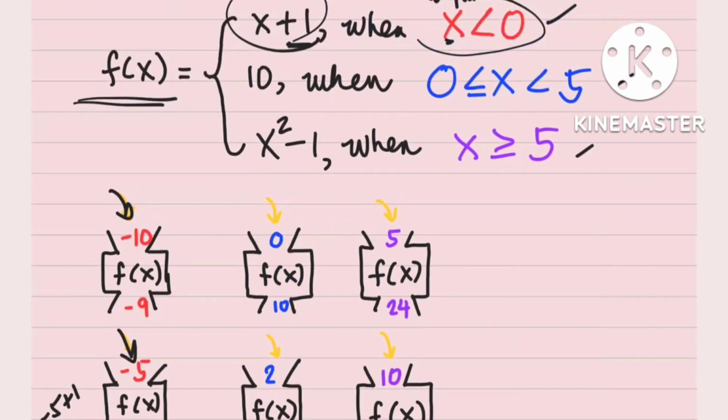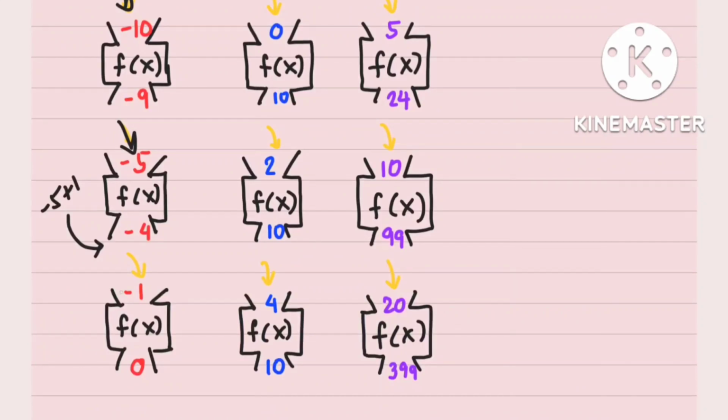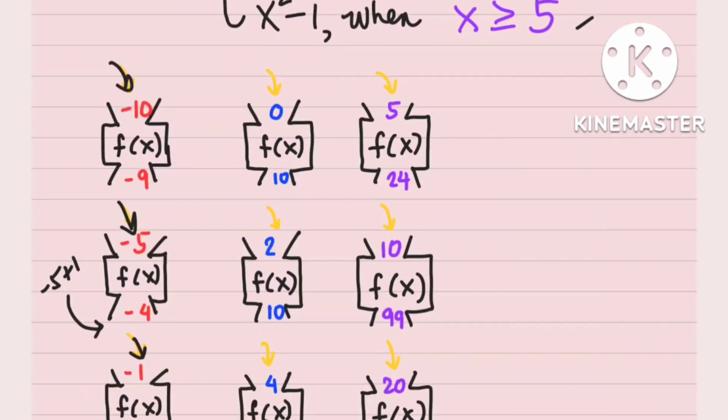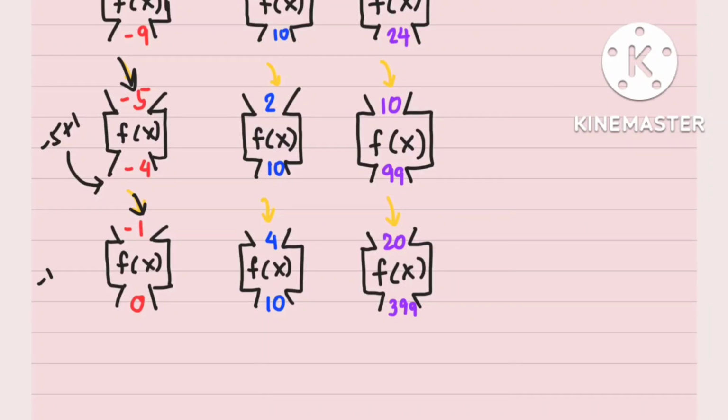So if I input -1, again this is less than 0, so what we will do is add 1. And the sum of -1 and 1 is 0.